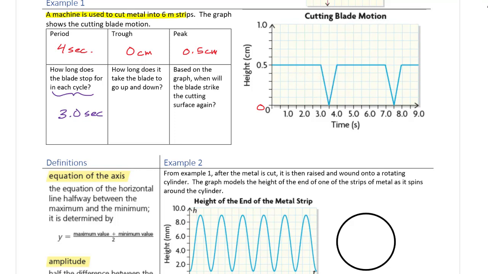How long does it take for the blade to go down and come back up? Well, that would be the V part of it here. This is where it's going down and coming back up again. We're just reading a graph, pretty basic stuff. So between 3 and 4 seconds, from here to here, is 1 second.